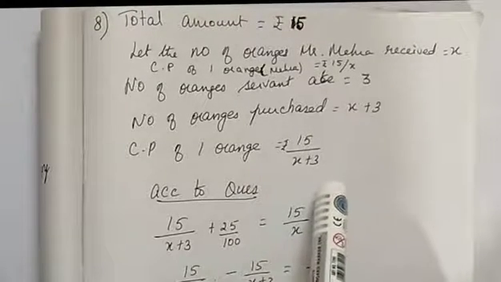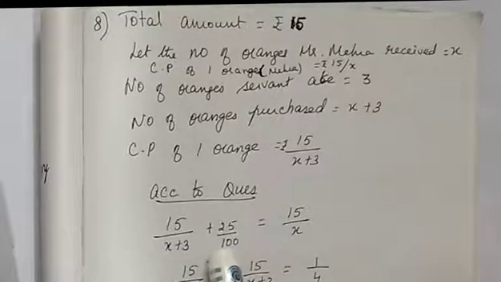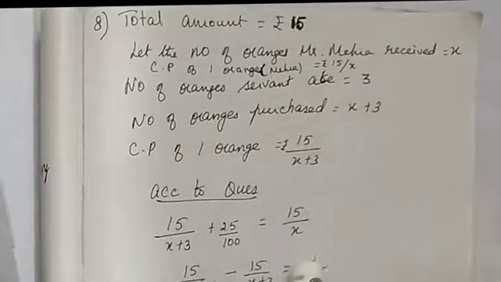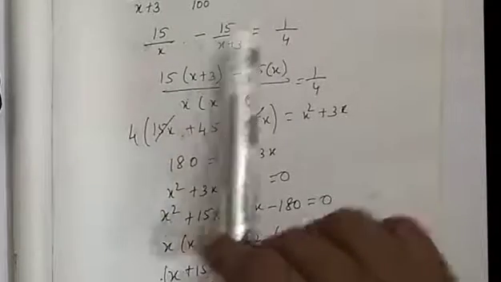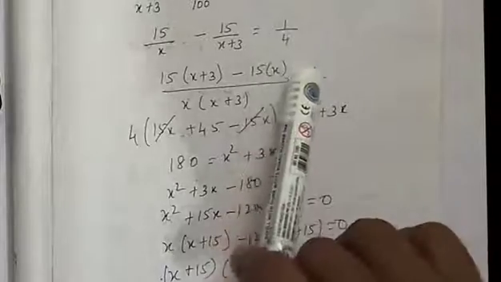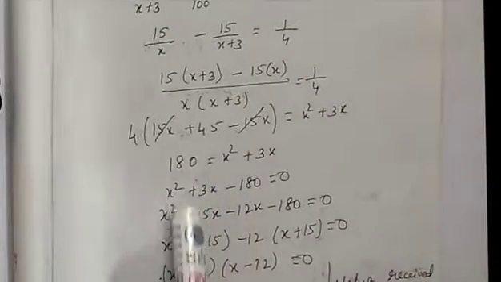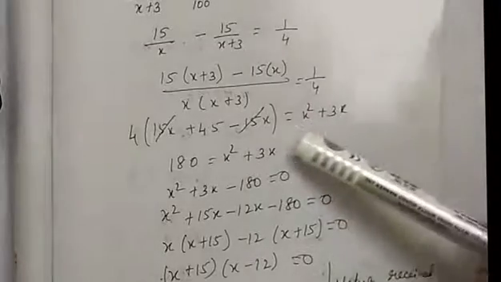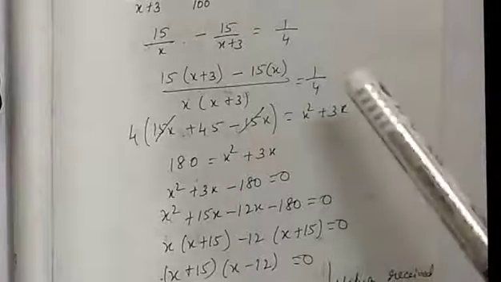Now, according to the question, 15 upon x plus 3 plus 25 upon 100 is equal to 15 upon x, or you can write 15 upon x minus 15 upon x plus 3 is equal to 1 by 4. Now take LCM and solve it and bring it to the lowest terms. You will get the quadratic equation, that is x square plus 3x is equal to 180.